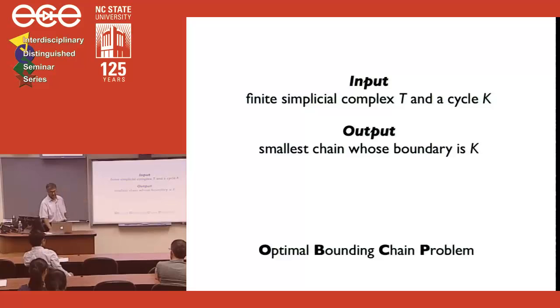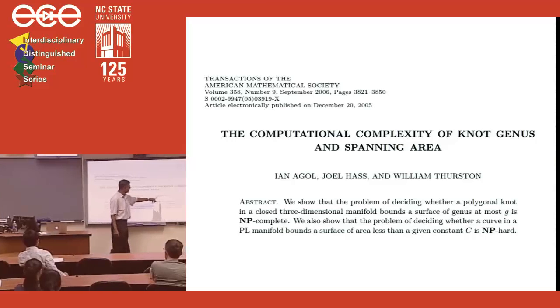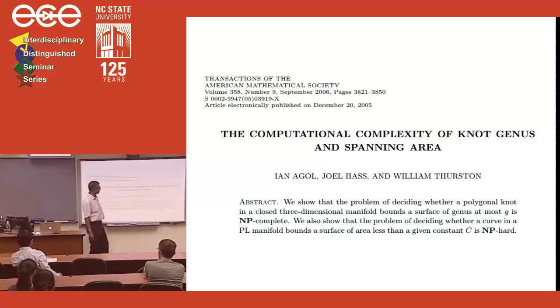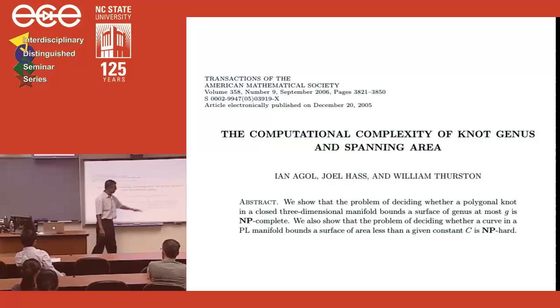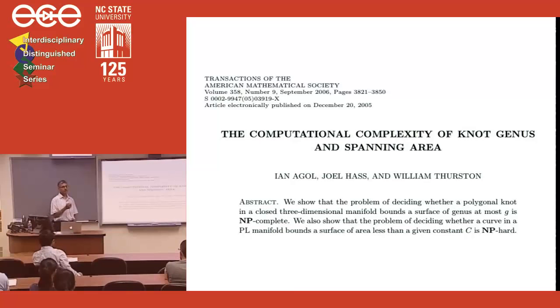We call it the OBCP, the optimal bounding chain problem. Ian Agol, Joel Hass, and Bill Thurston, who passed away recently, maybe 2 weeks ago, a great geometer and topologist, showed that if the embedding manifold is a general manifold, then this problem is NP hard.